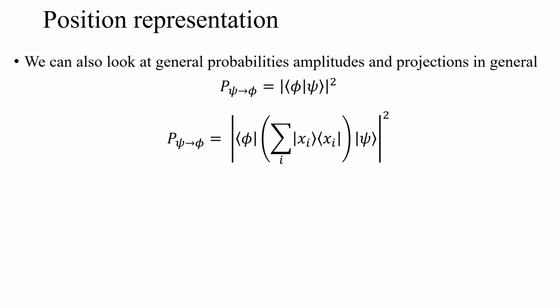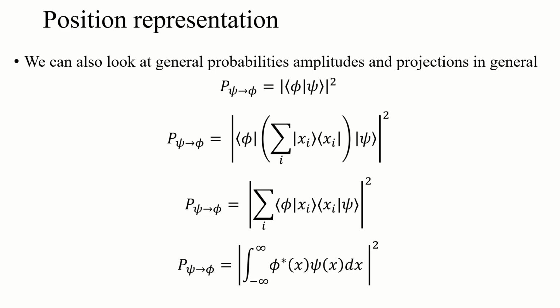Completeness lets us write that identity operator in terms of our position bases. If I take that sum just outside of that bra and basically pull in the bra and the ket into the sum, I get this, and it's continuous, so that sum's going to become that integral, and that phi x inner product and that x psi inner product, those are what we defined as the wave functions for those states, or the complex conjugate for the case of the phi state.